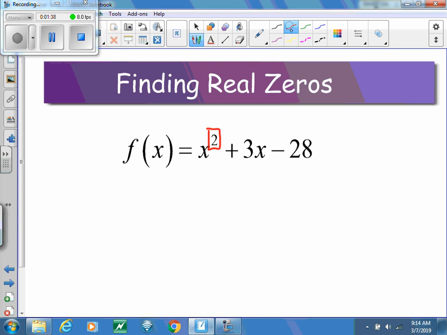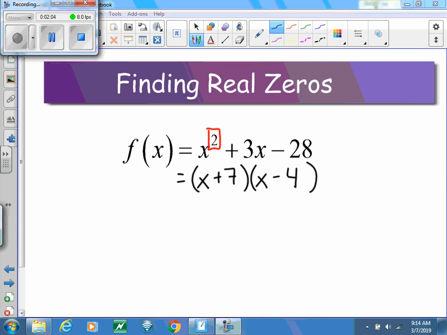Now, this is one where if we wanted to find the real zeros, we could do that because we can factor this out. x squared, that's x times x, and negative 28. I want to find 2 numbers that multiply to be negative 28, but at the same time add together to be 3. So if I do a positive 7 and a negative 4, that should do it for us. Since we want to find the real zeros, we are looking for where this graph crosses the x-axis. So when is it that y is equal to 0?